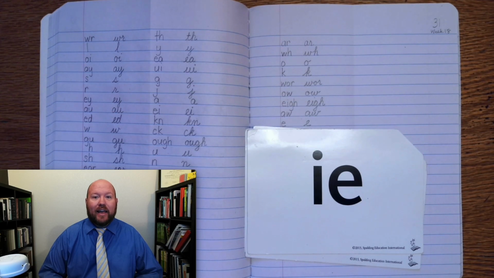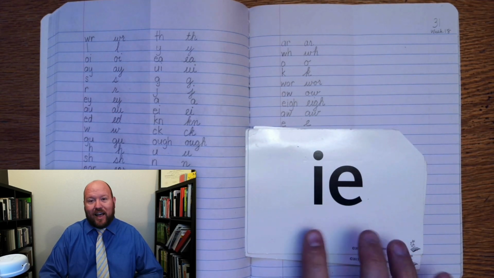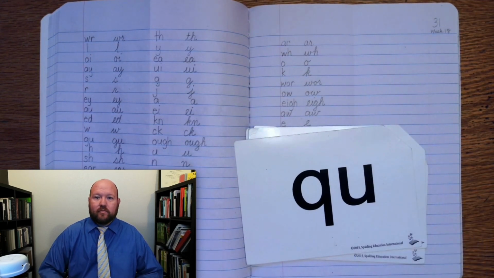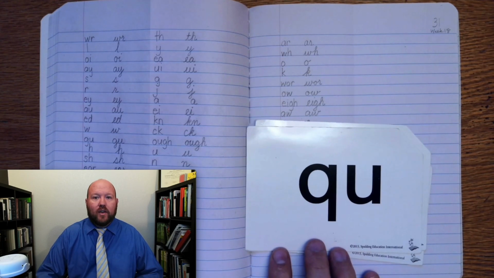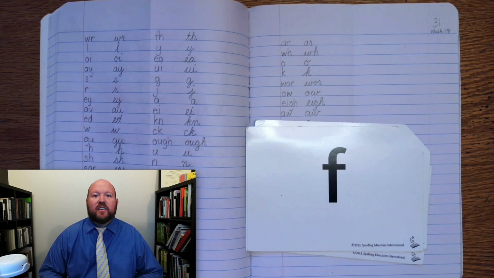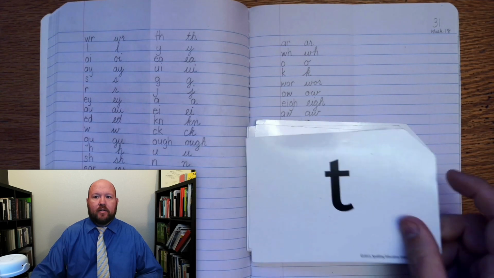E, I, I. Remember, this will be the one that you primarily use. Okay, the I, E, and the E, I, this is the most common one. What always comes after a Q in English words? A U. Mmm.